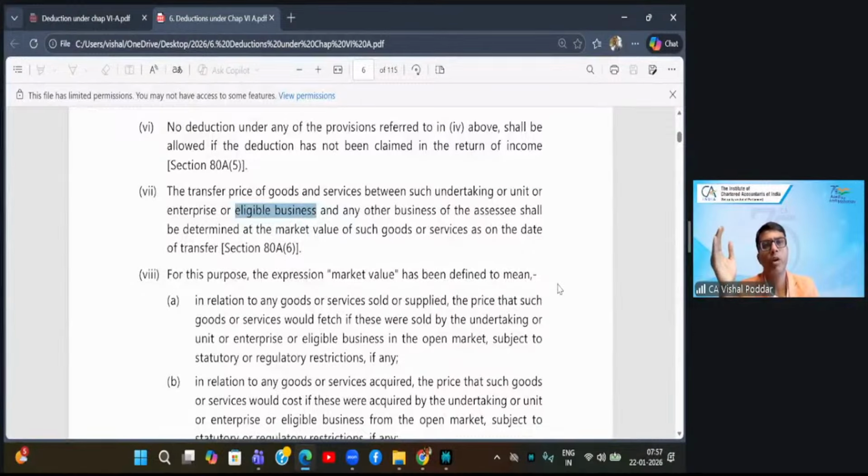But at the same time, you have another business where you are manufacturing steel. You have another business where you are manufacturing cement. So these are your other businesses. Now, these businesses are not infrastructure development.